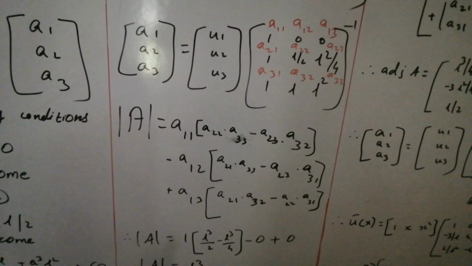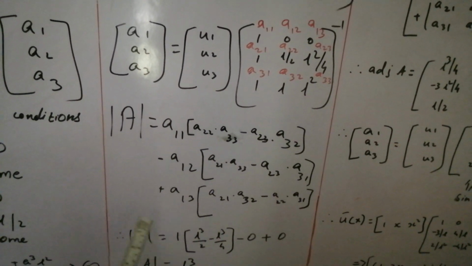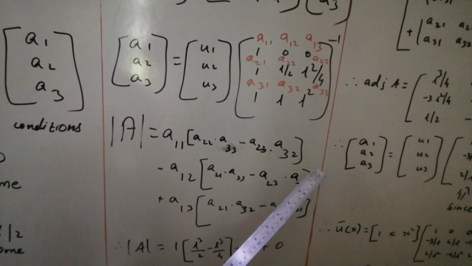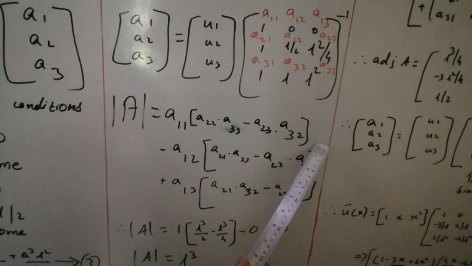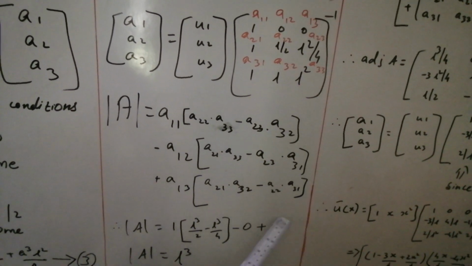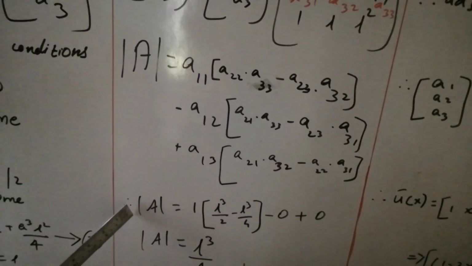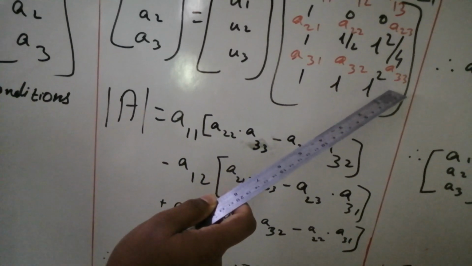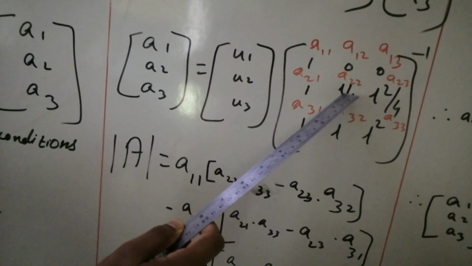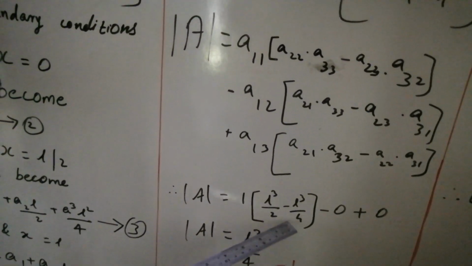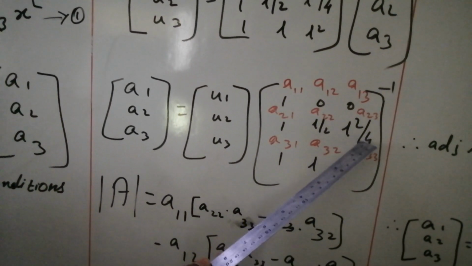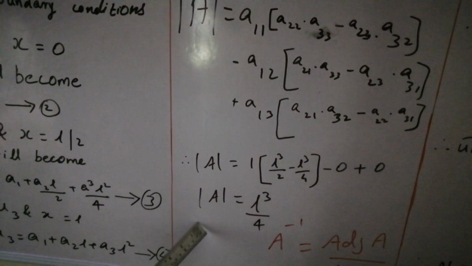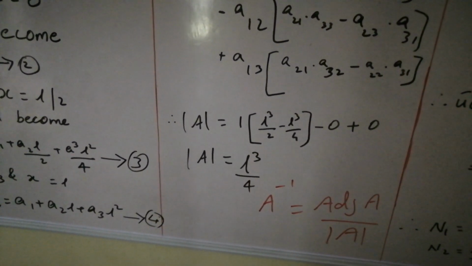And we are substituting each and every value in this equation. We know that a12 equals 0 and a13 equals 0, so this entire term will become 0 in these cases. As a result, we will get determinant A equal to a11, that is 1, into a22 into a33, that is L square into L by 2, which comes to L cube by 2, minus a23 into a32, that is L square by 4 into L, that is L cube by 4. So our determinant A will become L cube by 4.